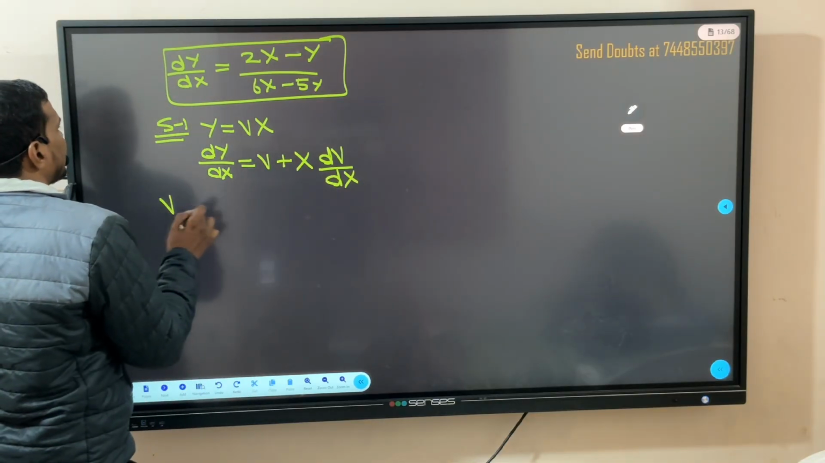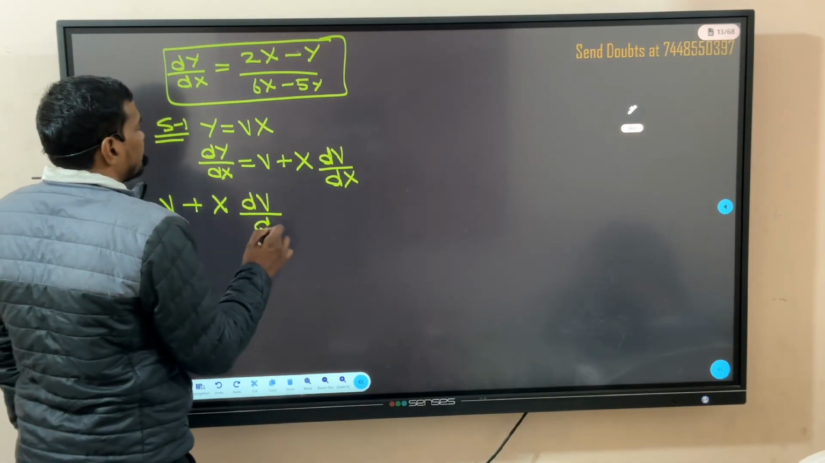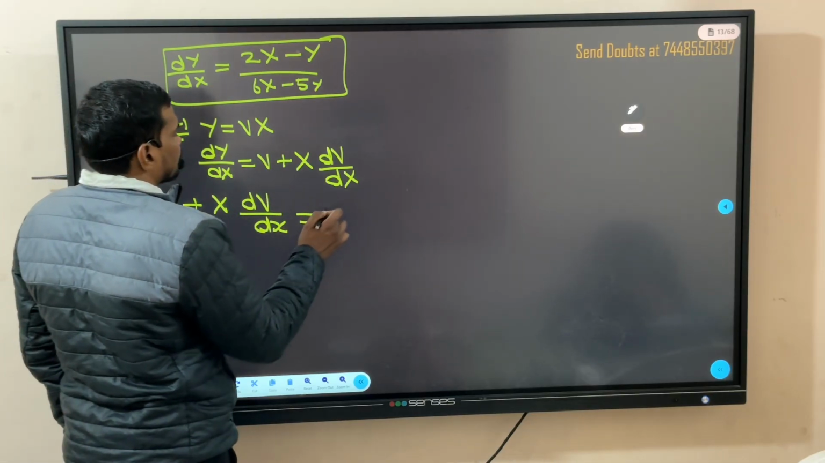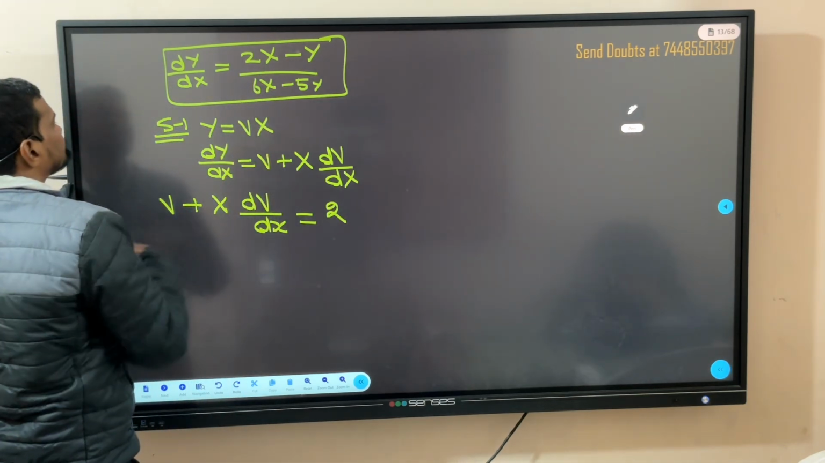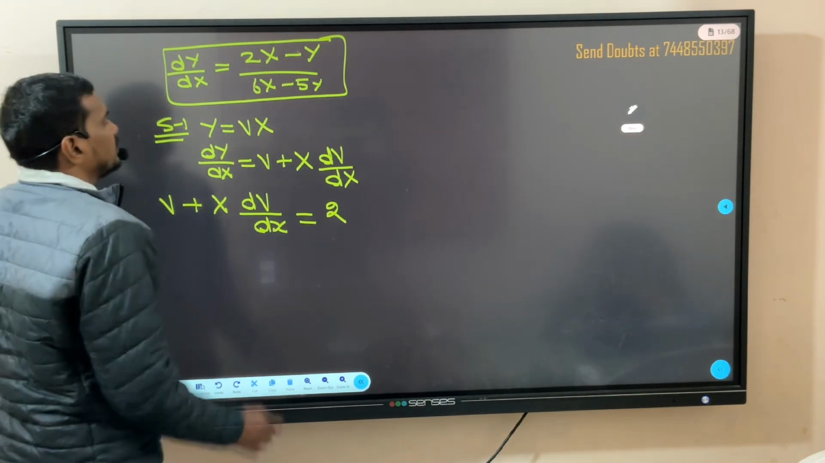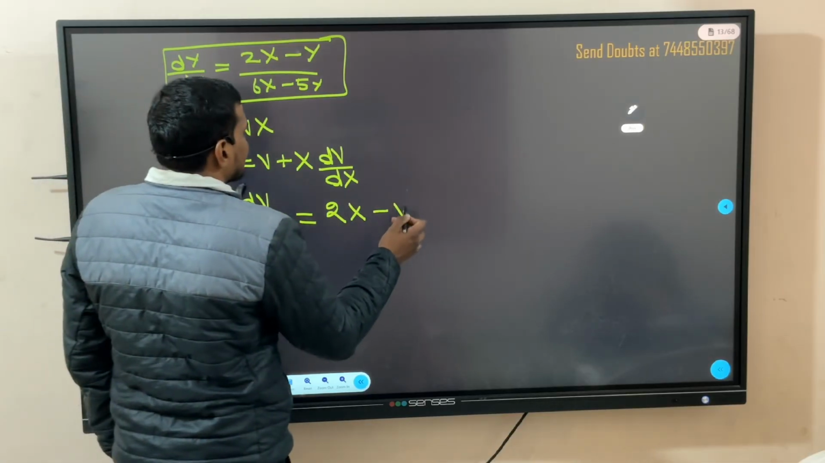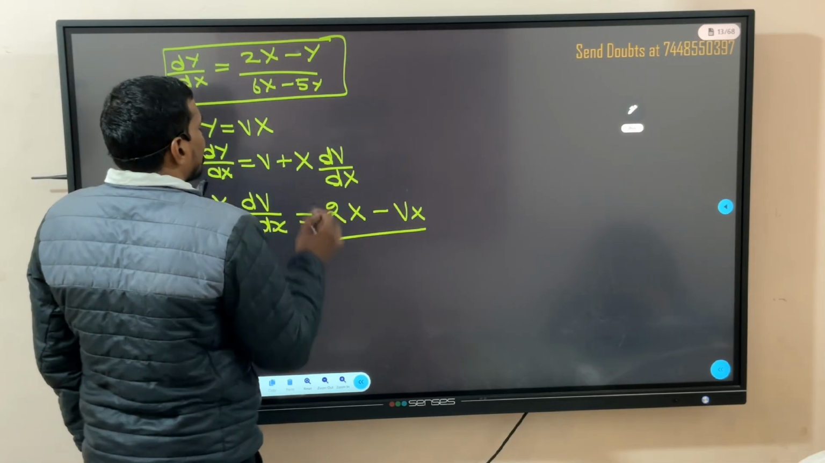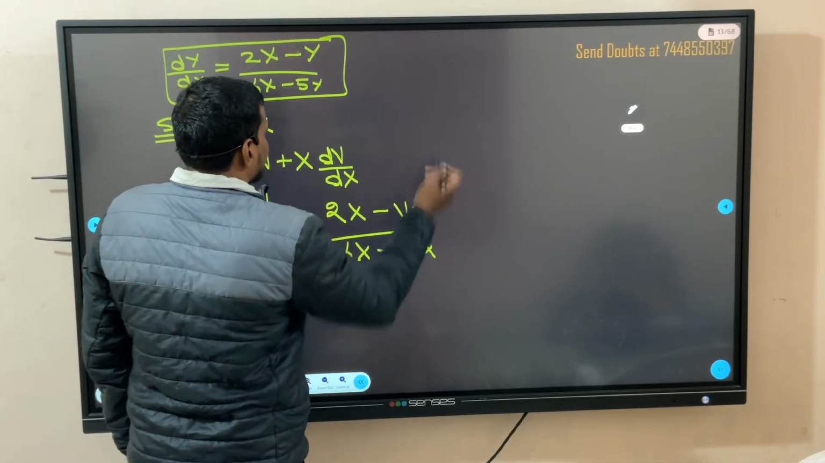So here we'll write v plus x dv by dx. This is 2 into x. And what is x here? x is x only. So 2x minus y. y is vx. And 6x minus 5vx.